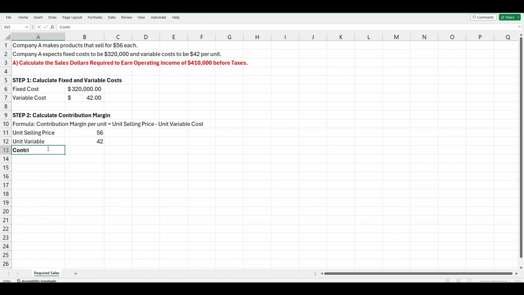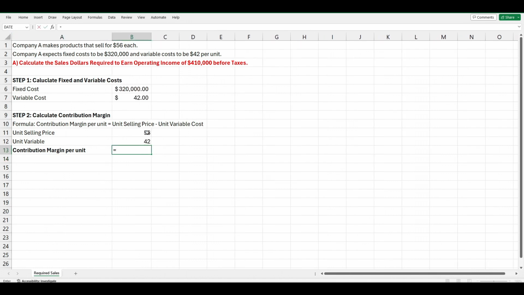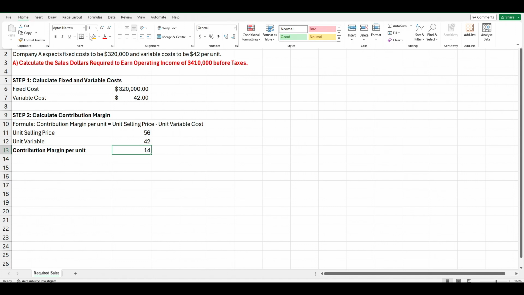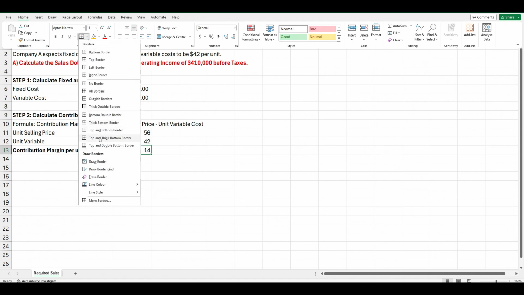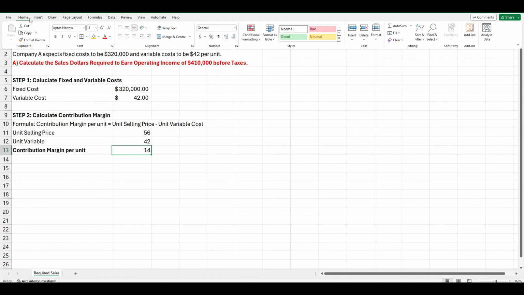So our contribution margin per unit, make that bigger, is equal to unit selling price. So if you guys aren't used to Excel, you could just click on any cell. So we're going to put it here. You just click your equal sign. You want to select the unit selling price, so the number 56. Click the minus button and then click 42. And then just click enter, and that gives you your answer. So just to make it more neat, I'm going to put a border, and I'm also going to fill in the color.